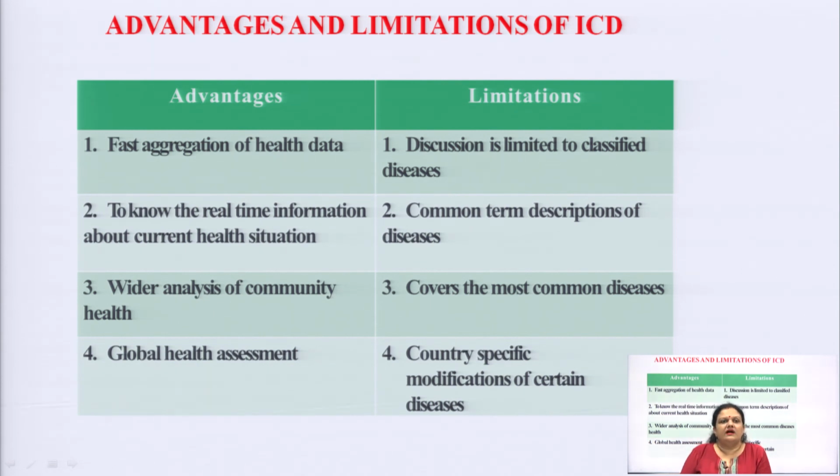And the fourth is the country specific modification of certain disease. Again, we are talking about the GHS system, the globally health organized system, but depending upon the occurrence of morbidity or mortality in different countries, slight modification of the treatment schedule and the classification of dosing of drugs differ from country to country. So, this is also one limitation of ICD.